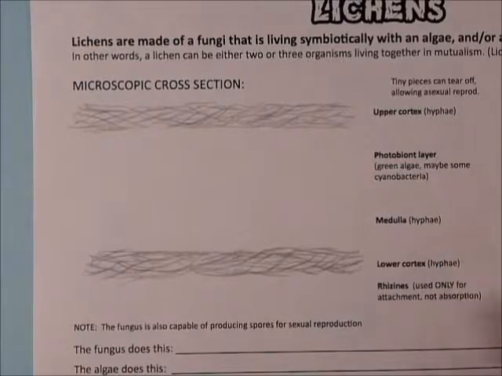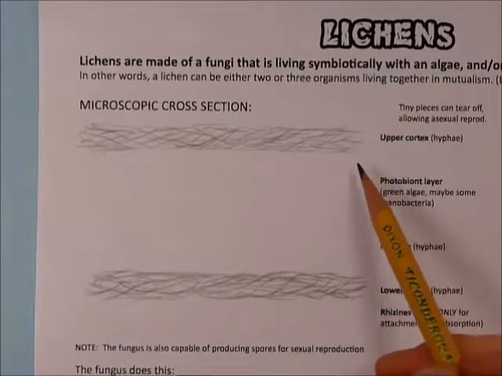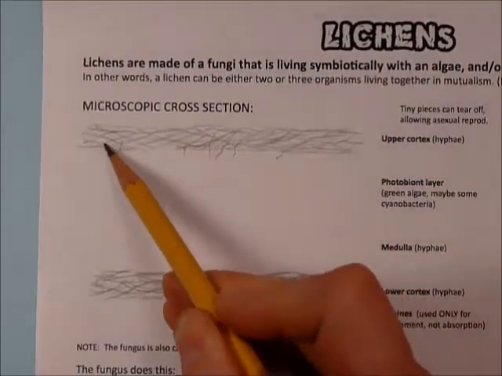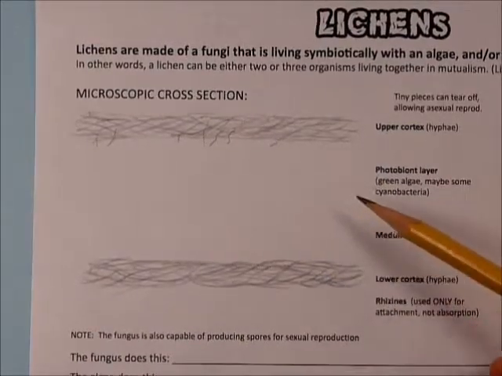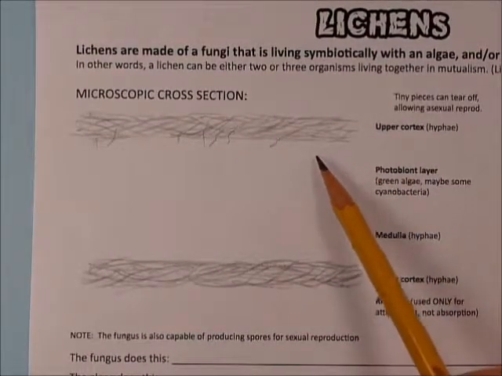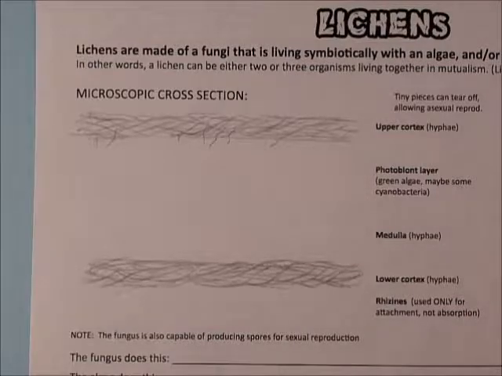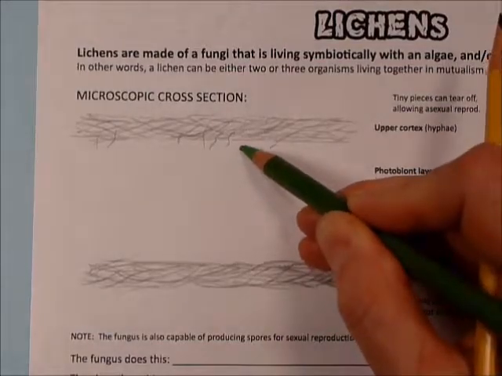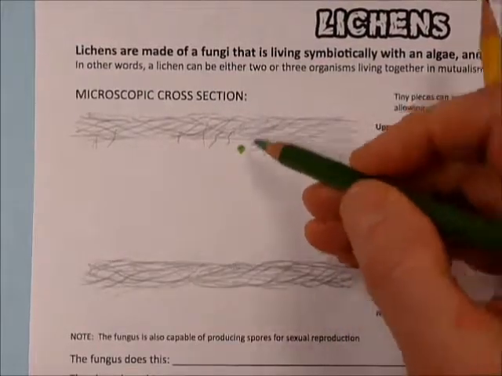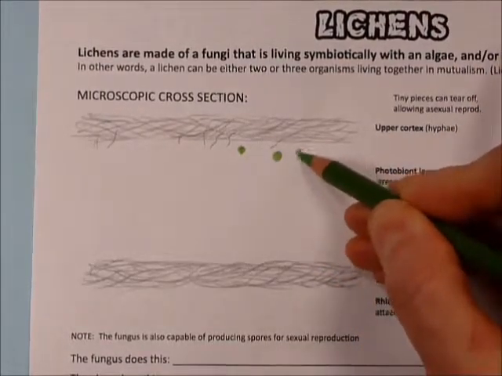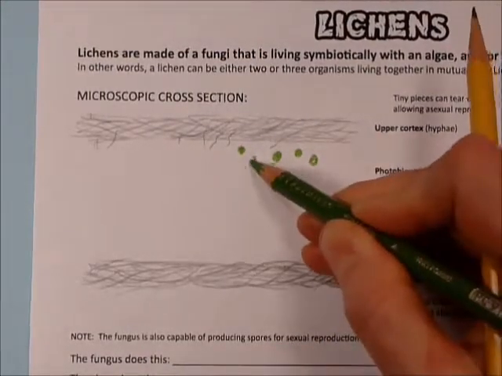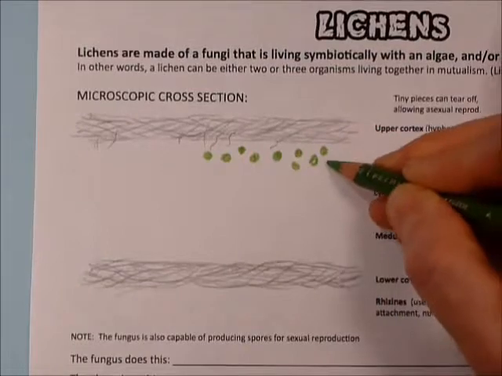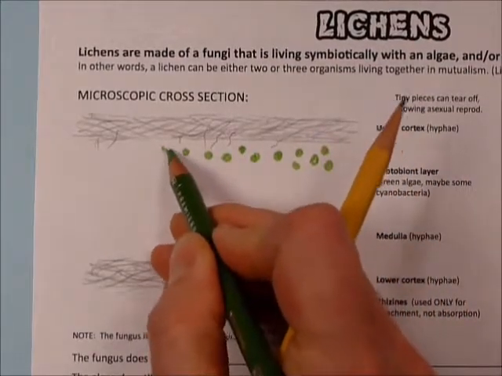Okay, so let's go back up here. The upper cortex has some of these hyphae coming down like this. And this is going to be the layer where we find the organisms that are living with the fungus. And let's just do a kind of normal lichen, nothing too tricky here. Before we put all the strings in, let's put some green algae cells. They're just kind of like little round green peas. Kind of look like green peas.